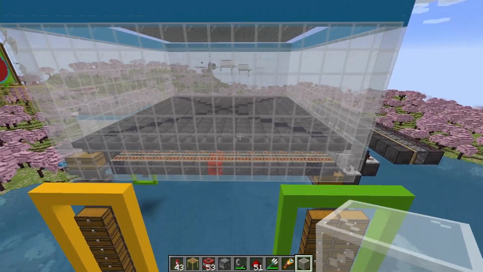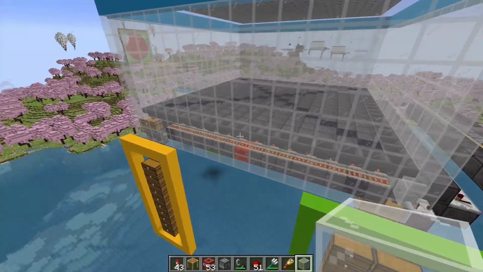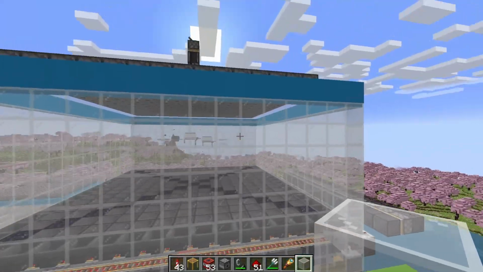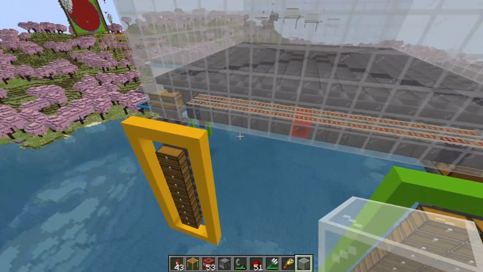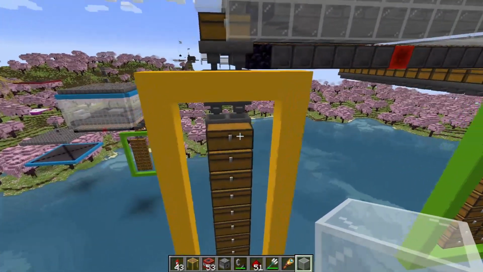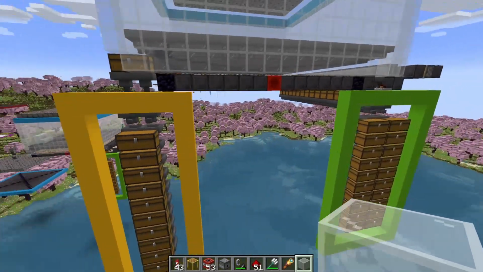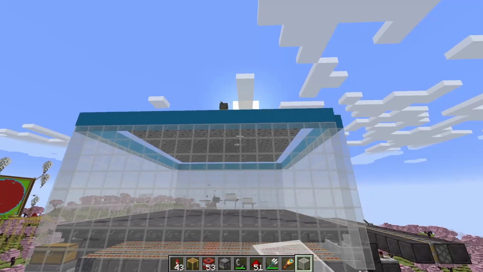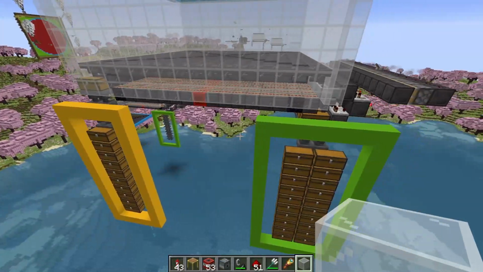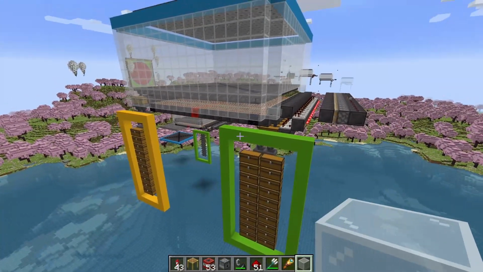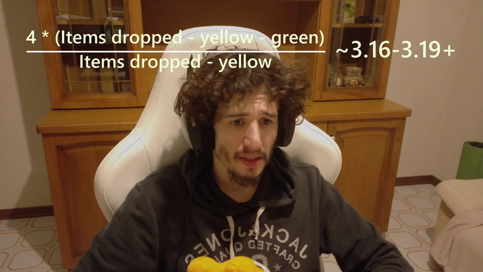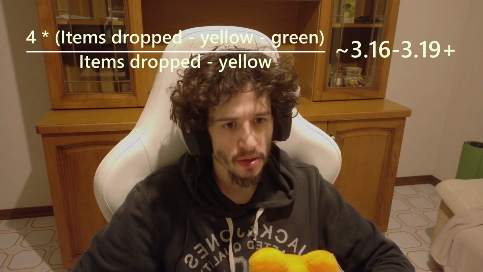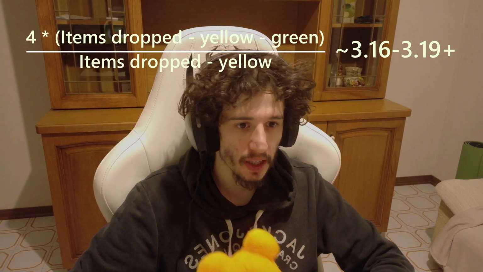To solve the problem, I made the base larger and added hoppers on the sides. Now the items won't display the same way as before. Instead, the extra items will end up in this chest. While doing the math, I will subtract the extras from the total number of items dropped from above. The result, well, it's not perfect, but it's actually pretty close, and to be honest, I am happy with it.